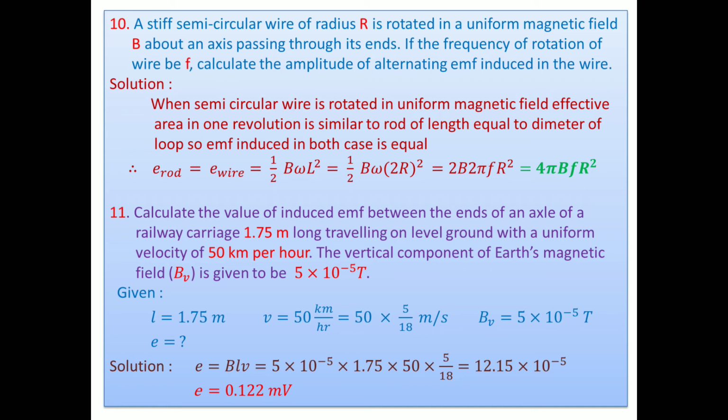E is to be calculated. E is B L V, because this rod is just like a vertical component, the magnetic field is vertically upwards, means they are perpendicular. Length of the rod and magnetic field are perpendicular to each other. So you can take B L V sin theta, means sin 90. B is taken 5 into 10 raised to minus 5. Length of the rod is 1.75 into 50 into 5 by 18. Directly I am taking, not converted it. And thereafter, after calculation, 12.15 into 10 raised to minus 5.